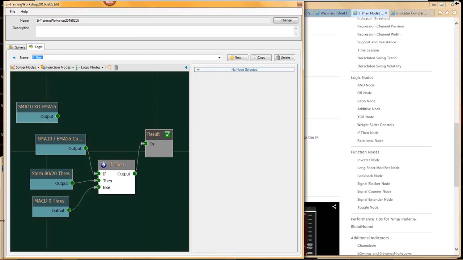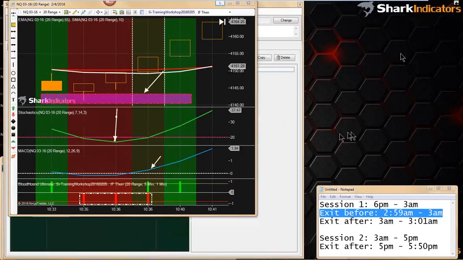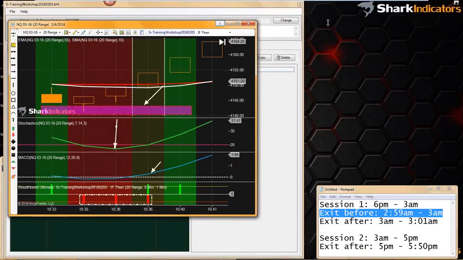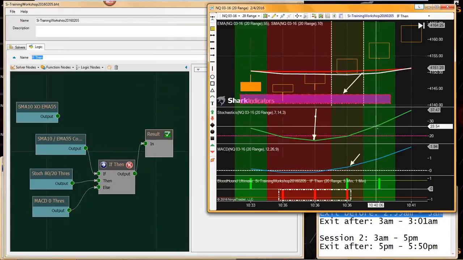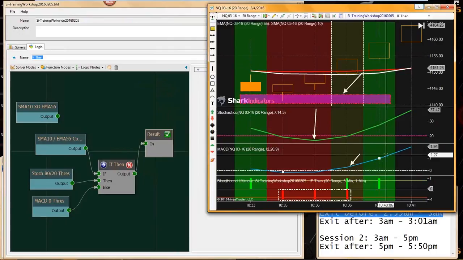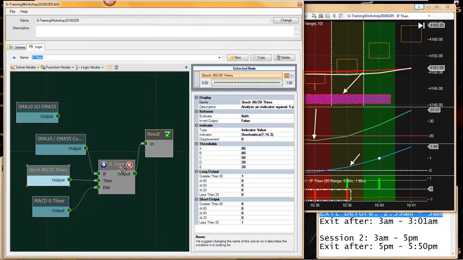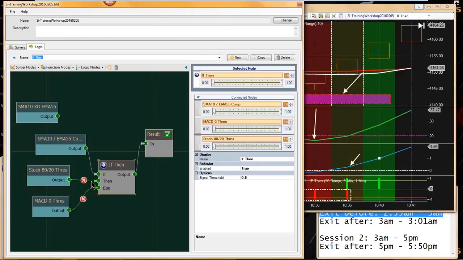Let's see. So Mike is asking, do you have to use two different indicators? No, absolutely not. For my demonstration, I'm using two different indicators because it just keeps it simple to demonstrate. You can plug into the if-then whatever you want, whatever you need. So bottom line is, think of the if-then as a switch. It's going to either allow signals through or it's not going to allow signals through.